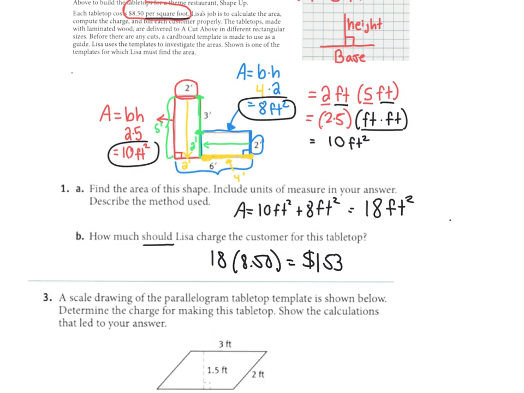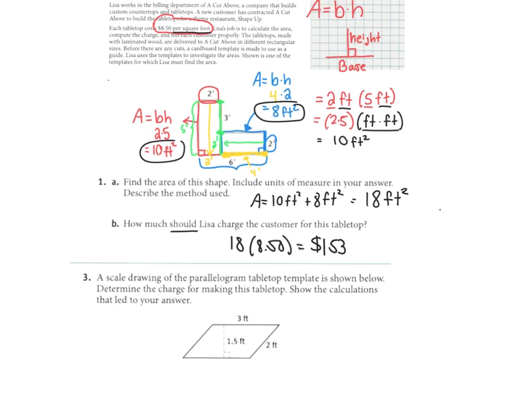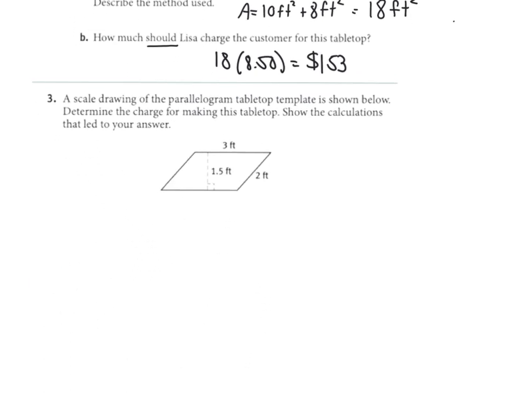So there's an example of kind of a combined figure, a couple of different rectangles. We might have to do some finding of missing pieces of information. Now here's an example of a parallelogram tabletop.